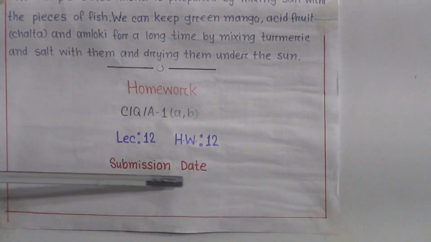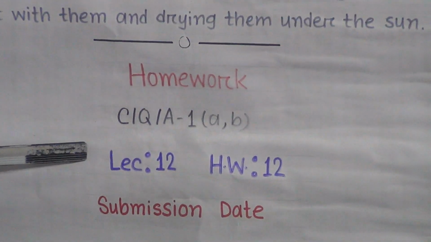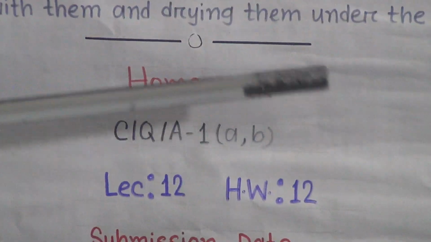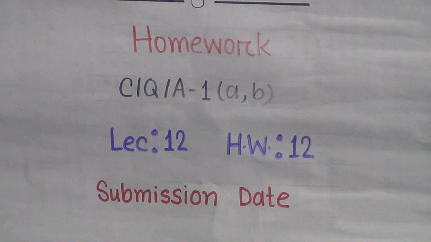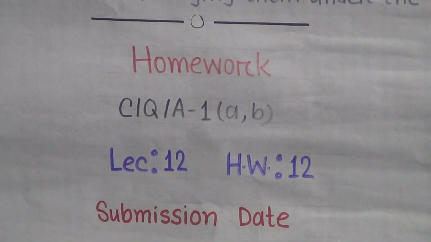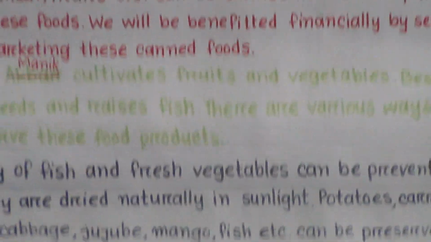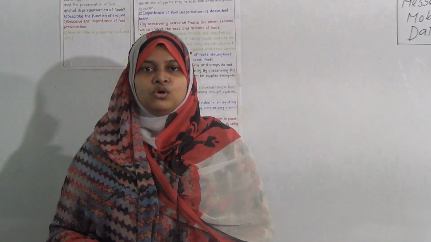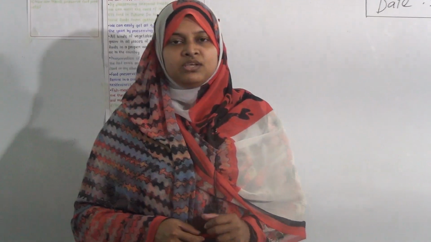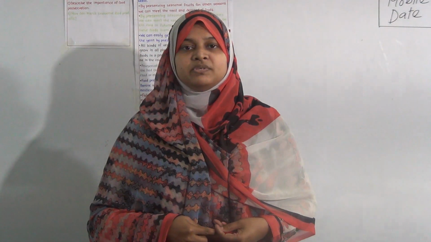Students, don't forget to write the lecture number and homework number with the submission date. Our lecture number and homework number are the same, that means 12, and the submission date will be Sunday, because every Sunday you have to submit your SW copies. Do your homework in your SW copy. You need to be serious because you will get your CT, diary and SPA marks on the basis of the submission of your SW copies.